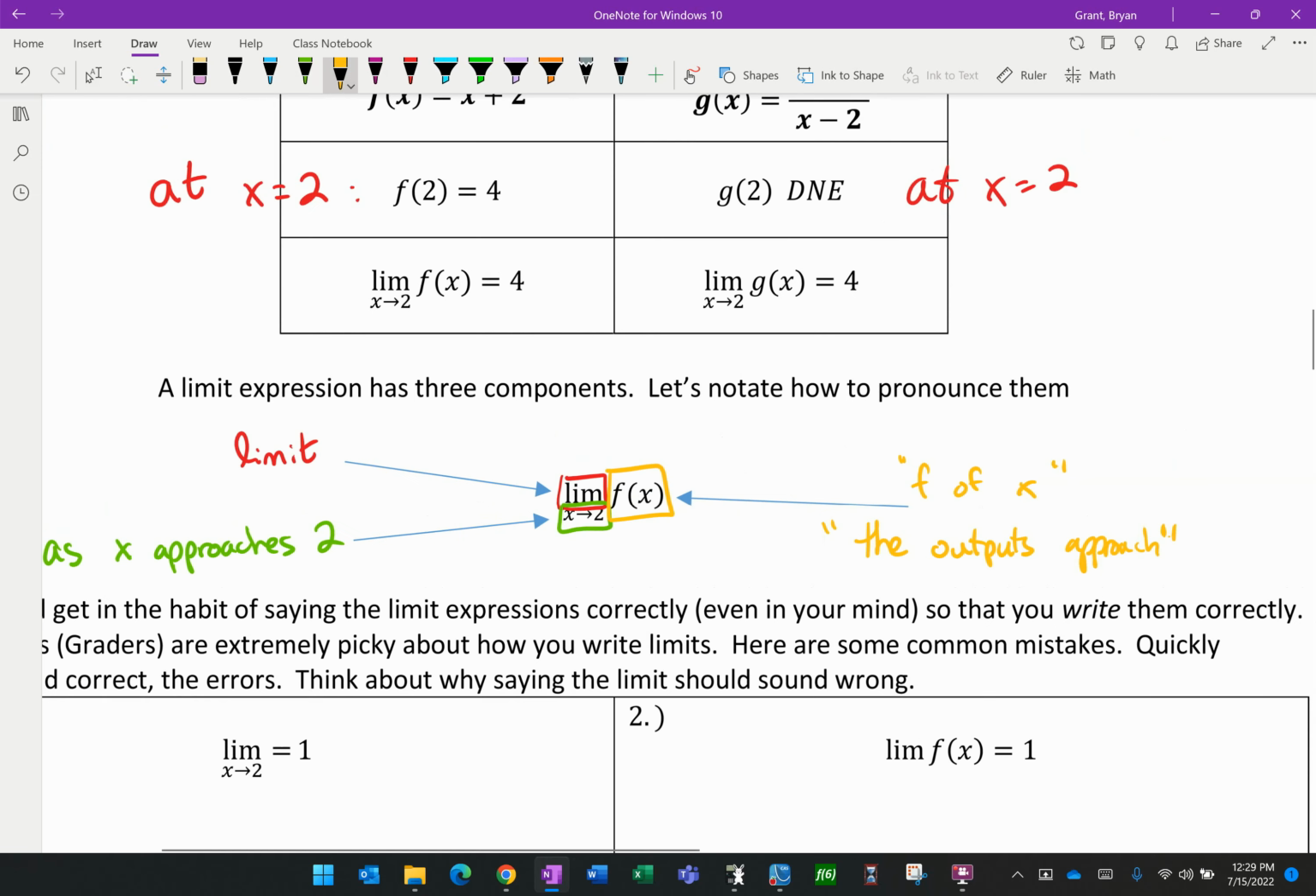And I'll read it both ways and then explain what I mean. So the way that's more common is you would see the limit as x approaches 2 of the function called f of x equals 4. Or even shorter, the limit as x approaches 2 of f of x equals 4. However, I like to read this as the limit as the x's approach 2 is the outputs approach 4. Right? What they're telling you is as you plug in x's closer and closer to 2, the y values, right, these are the outputs, get closer and closer to 4. However, again, most people would just say the limit as x approaches 2 of f of x equals 4.